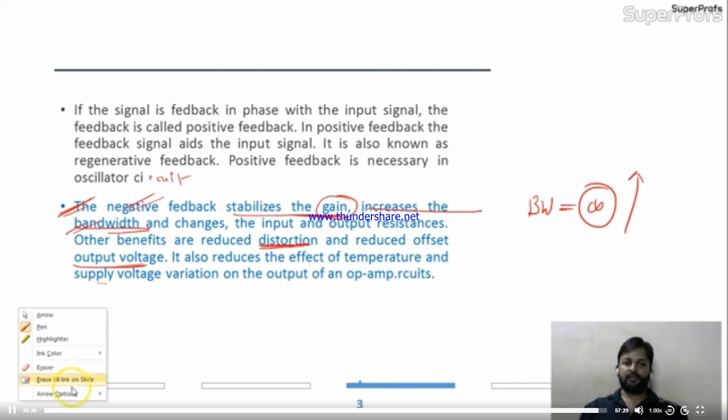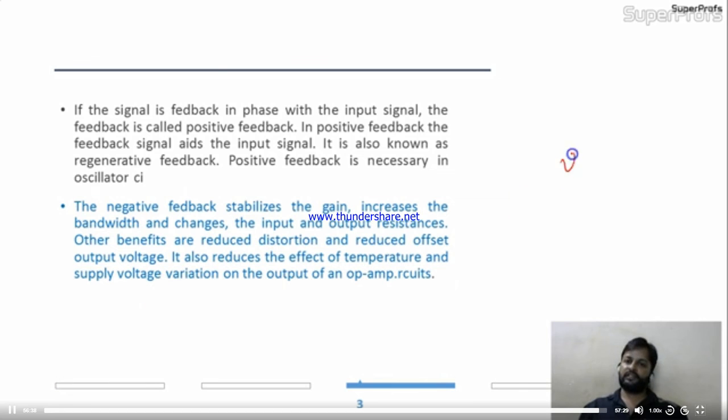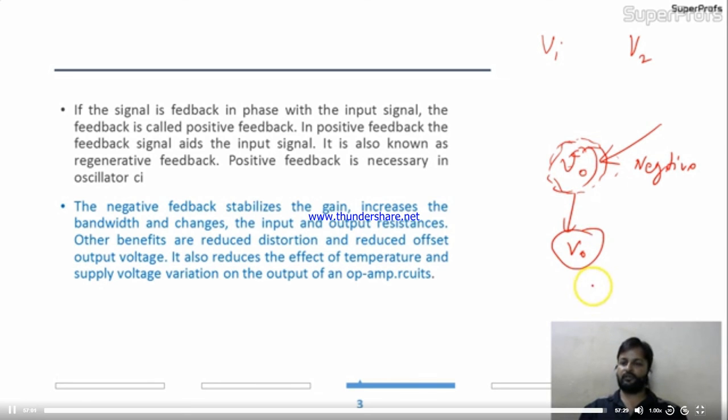So for the Opamp, suppose this is the output, here are the two inputs V1 and V2. This is V0. And V0 is coming with some errors. So one fellow is given over here, that is negative feedback. It will eliminate all these things and you will be having pure output V0 or controlled output. Okay, you can understand by this example.